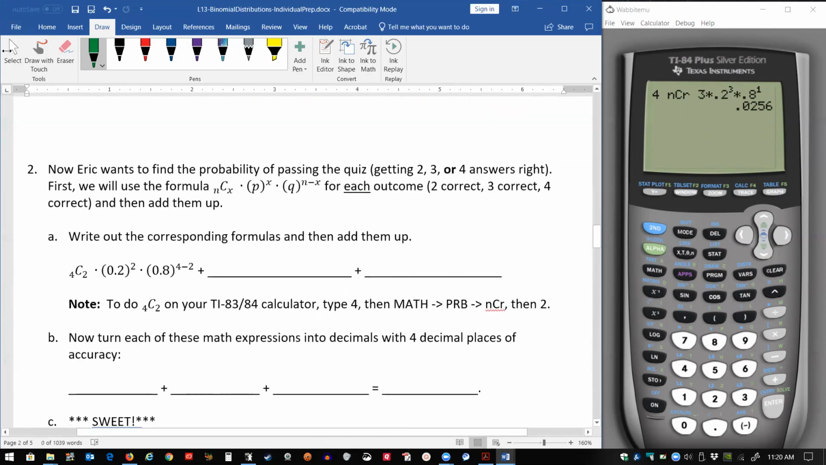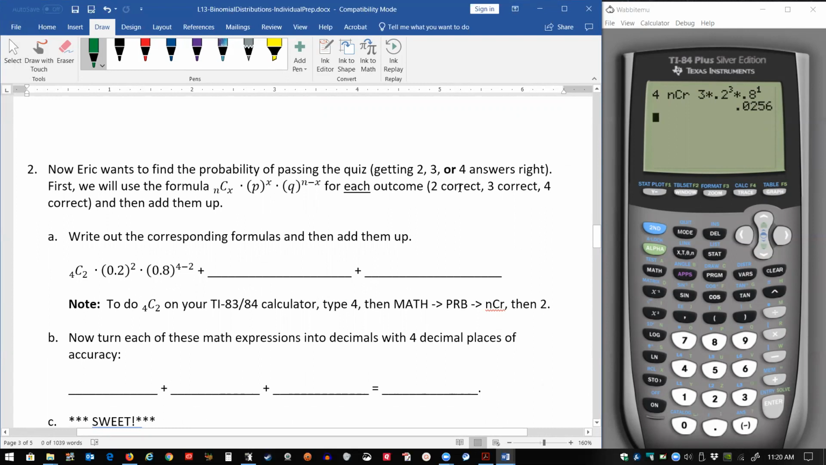All right, so now, new scenario. Let's say we want to see what Eric's chances of just passing this exam are. And this is a pretty liberal view of passing. Let's say that passing is getting 2, 3, or 4 of these questions correct.